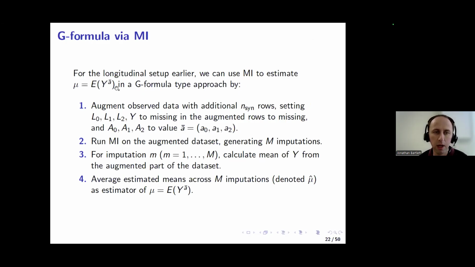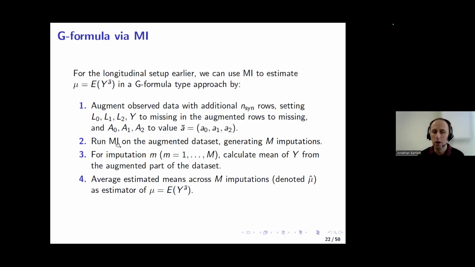If we're interested in estimating the mean of the potential outcomes under a particular treatment sequence, A bar, what we do is take the observed data and augment that observed data set by some additional rows. Here I'm using n sin to denote the number of additional rows we add to the data set. In those additional rows, we set the confounders and the outcome to missing, and we set the treatment variables to the value that we're interested in, lowercase a bar here. So whatever treatment sequence we're interested in, we set in these additional rows the treatment variables to those specified values.